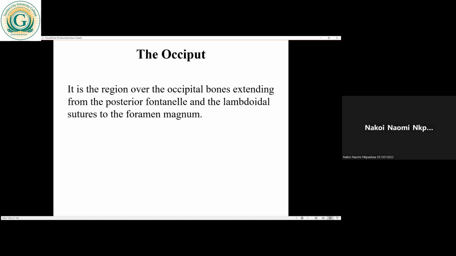Then we have the occiput. It is the region over the occipital bone extending from the posterior fontanelle and the lambdoidal sutures down to the foramen magnum. The foramen magnum, that is the occiput.